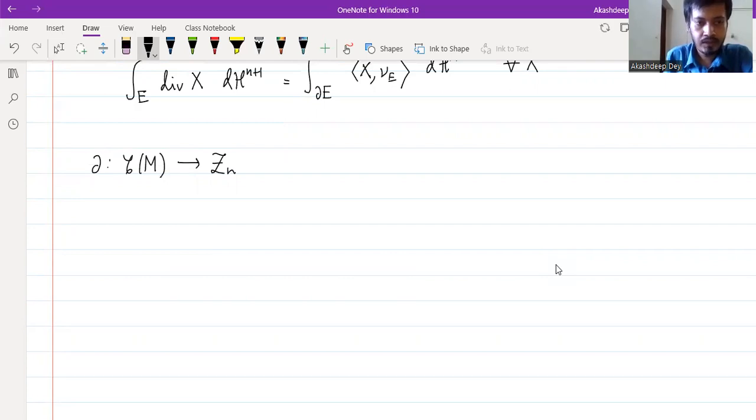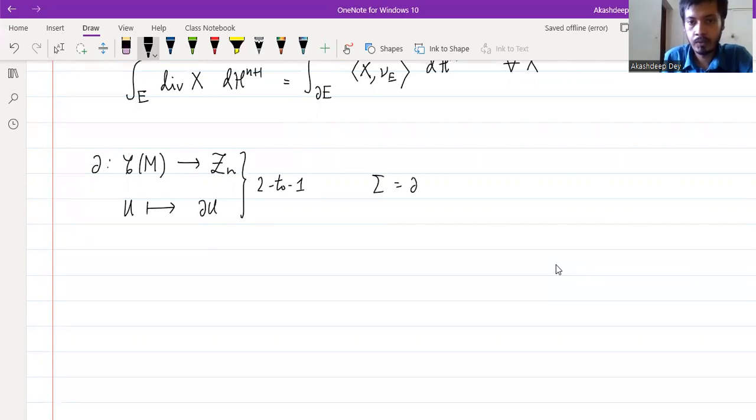So this map sends the region U to the boundary of U, and this is a 2 to 1 map. This is 2 to 1 because if sigma is the boundary of U, then sigma is also the boundary of M minus U, since M is a closed manifold, and these are the only two possibilities.